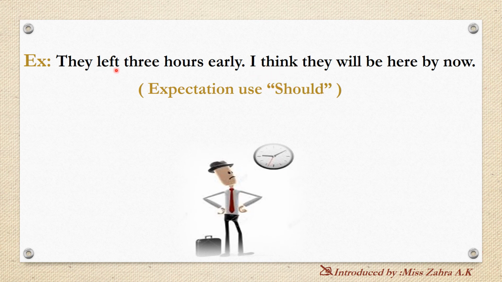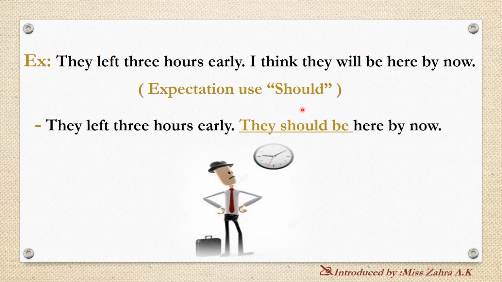إذن they left 3 hours early I think they will be here by now. expectation use should، بما أنه هو قال لي توقع وحدد بالتحديد يريد يستخدم should، مو مثل المثال اللي قبله. The previous example said expectation should or shouldn't، قال إما should أو shouldn't. إذا أنا أشوف I think، إذا I think أنزل should، إذا don't think shouldn't. بما أنه عندي I think تلقائيا راح أستخدم should. So we answer on it.